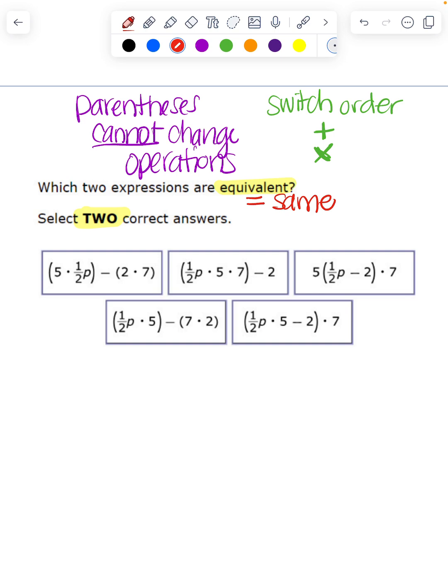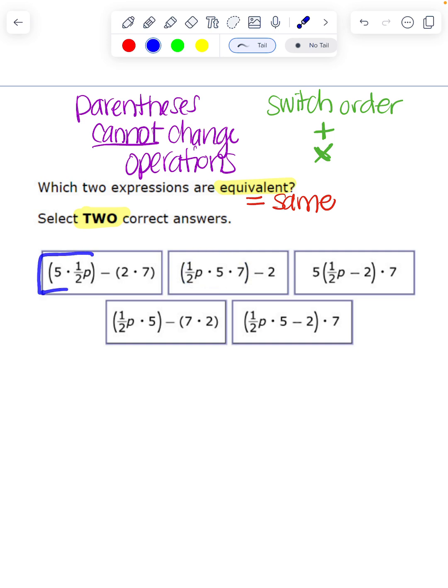So first thing I'm looking at is I'm saying, okay, this parentheses has multiplication. So do I have any other parentheses that have multiplication? So this one has multiplication, but it has extra stuff inside the parentheses. And we know we can't throw extra things inside of there. So this one has 5 and 1/2 p, and this one has 5, 7 and 1/2 p. So that one's not gonna work.